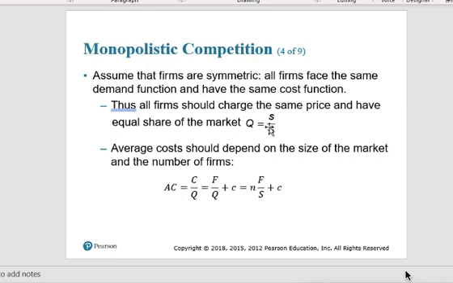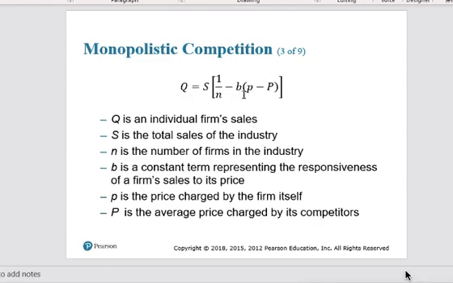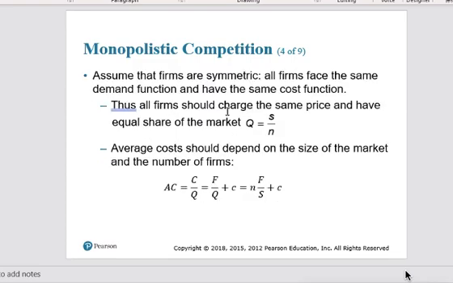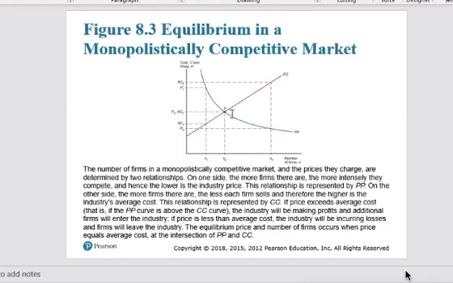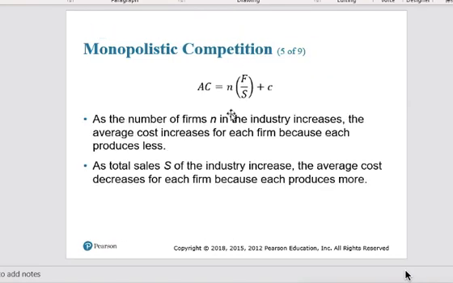So basically, this will be gone, right? Because you are charging the same price as the other firms in the industry. So this one is going to be 0, and then 0. So you're going to have S over N. So every firm will share the sales in the market equally, and that's about the setup. And eventually we will have a curve.